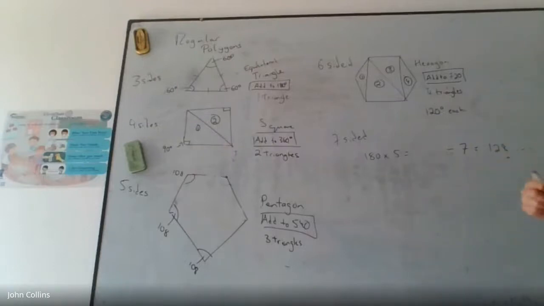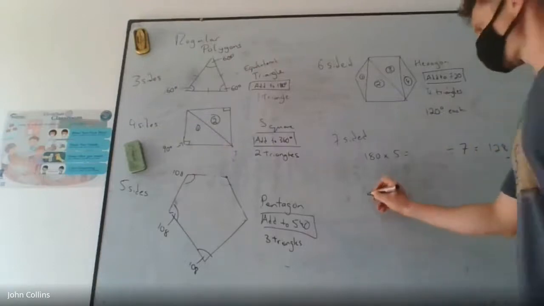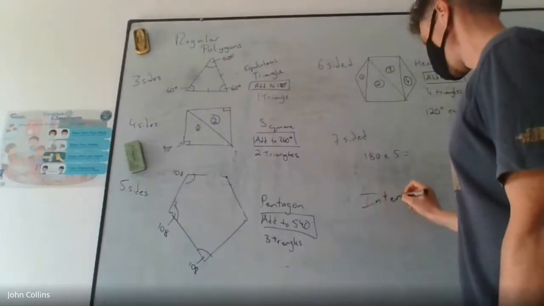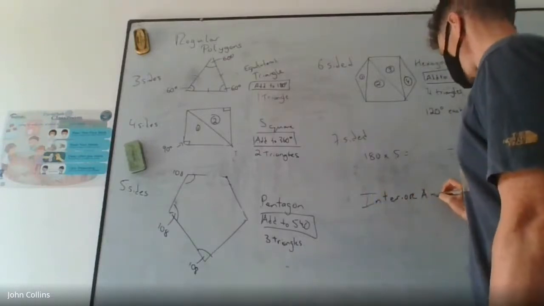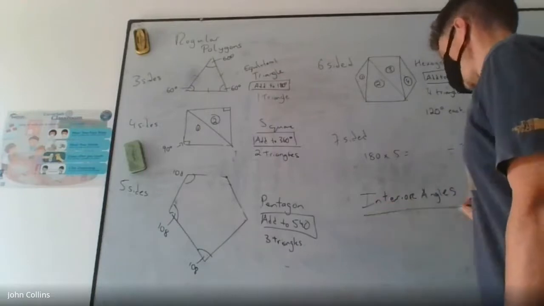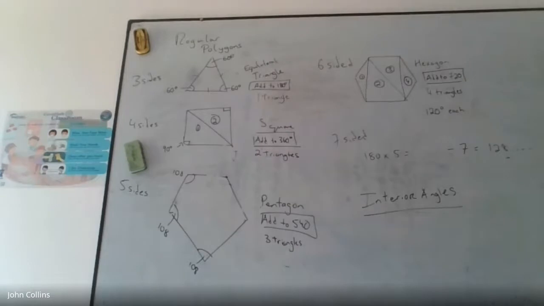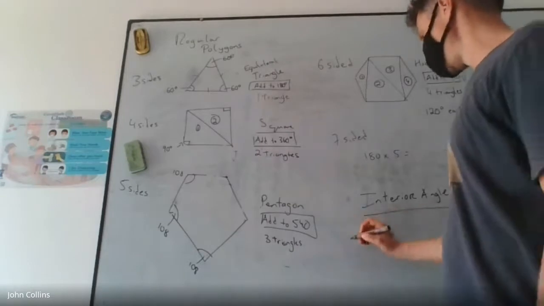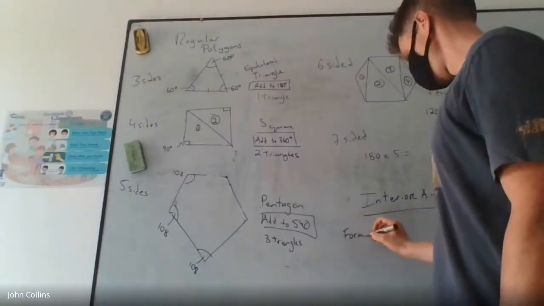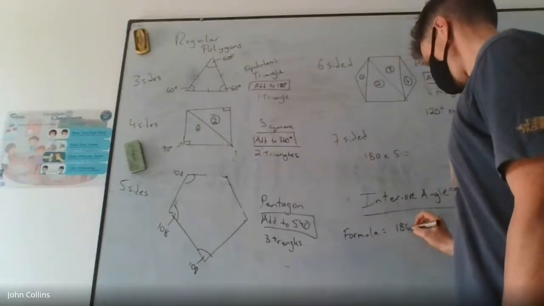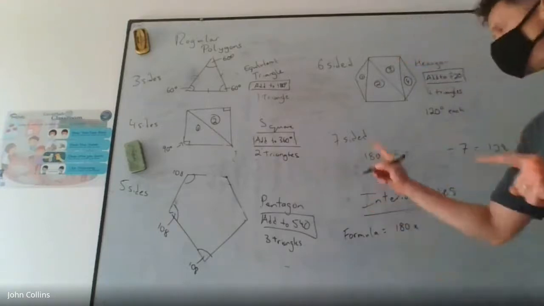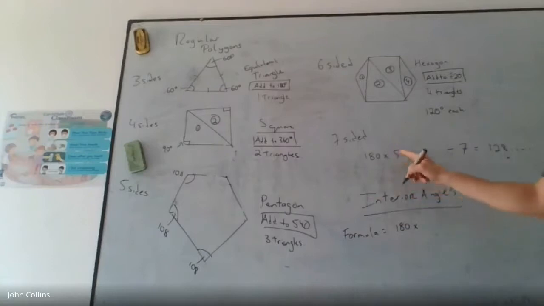So these are called the interior angles. How would I find, in general, the interior angle? What would be a formula? 180 times the number of triangles, which is the number of sides take away 1.